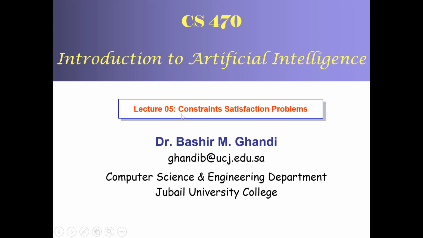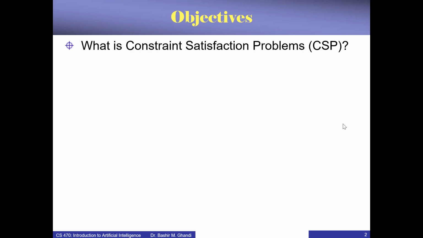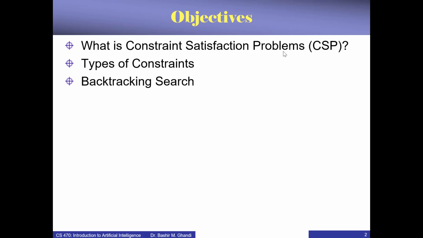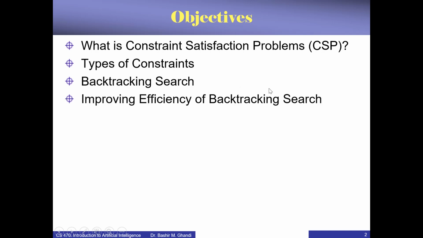The title of this lecture is Constraint Satisfaction Problems. And here is the outline. First, we explain what is a constraint satisfaction problem. Then we look at types of constraints and the main algorithm that is used for solving these kinds of problems, which is called backtracking search. And then we look at heuristics that allow us to improve the efficiency of backtracking search.